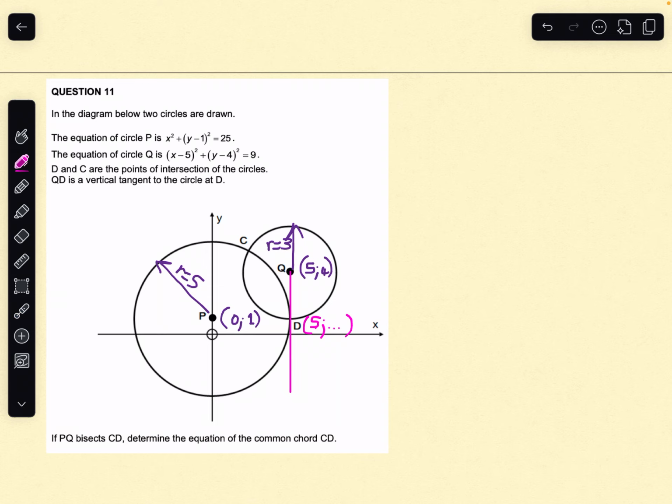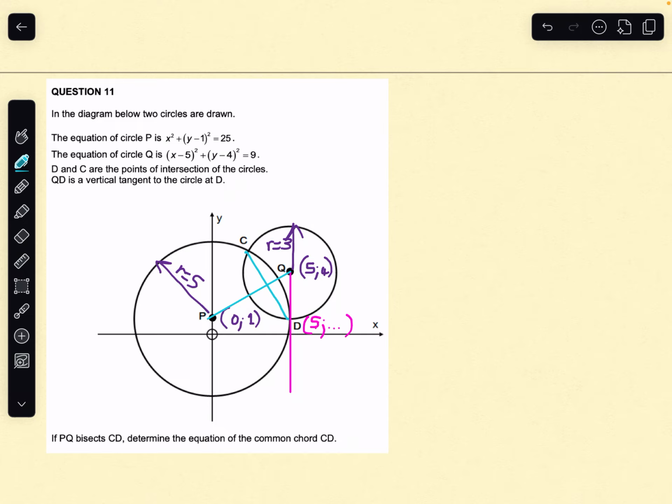So let's just draw in these things that were being told here. So PQ bisects CD. Hey, that's not a great join. This is not working out in my favor. I think I must just surrender.